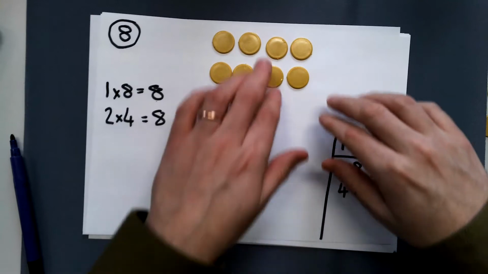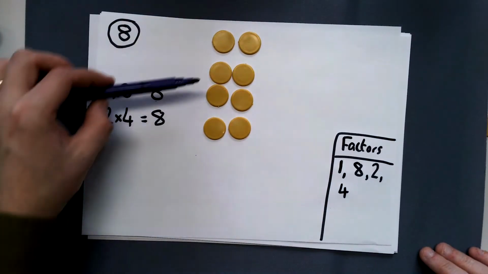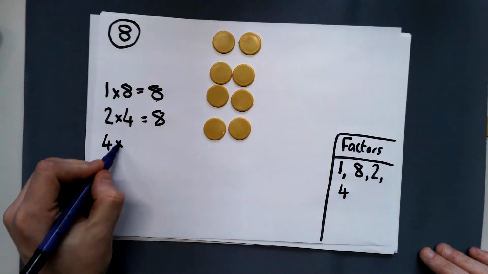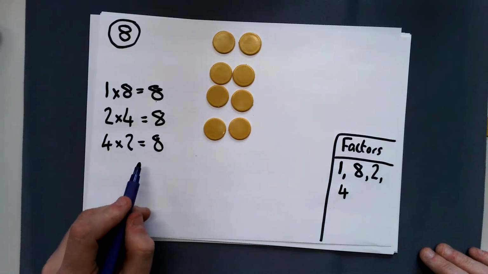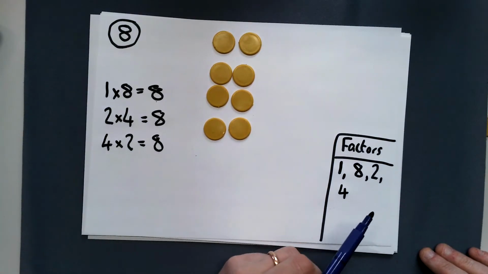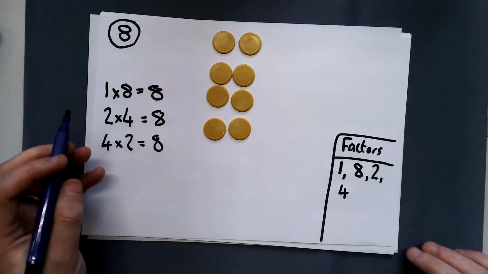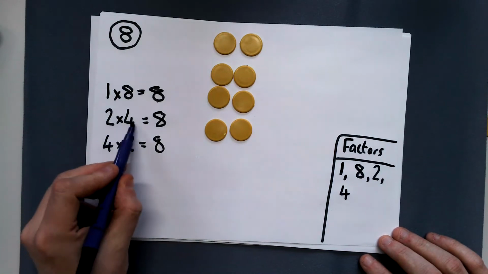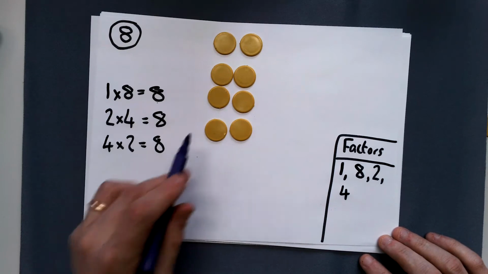Any other ways? Right, what about if I put it like this here? Right, so here I've got 4 times 2. So if I write 4 times 2 here, yes, 4 times 2 gives me 8, but I can't add 4 and 2 to my factor list because they're already there. Okay, one of the special things about multiplication is it doesn't matter which way around you do it. You can do 2 times 4 equals 8 or 4 times 2 equals 8. So I've found the factors there.